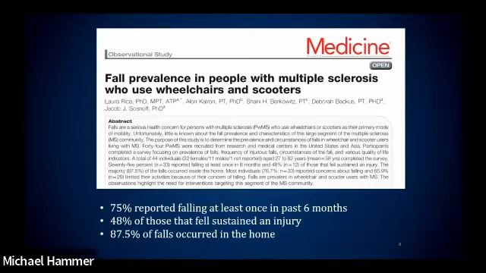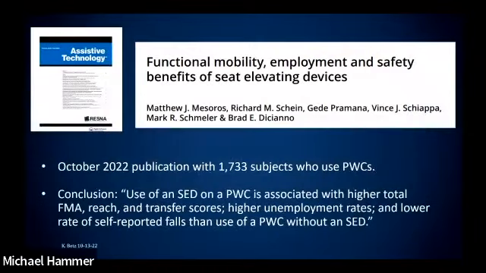Oh yeah, by the way, I fall 3 times a month, that sort of thing. And so most likely these issues are underreported across the board. This is a recent study, again, out of the University of Pittsburgh with the entire team that's hosting this event, looking at functional mobility, employment, and safety benefits of seat elevating devices.